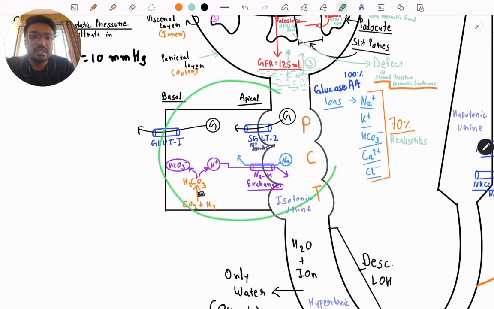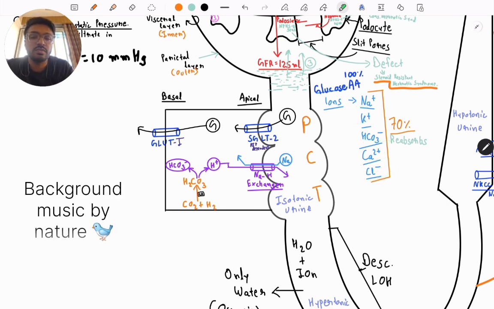In our PCT, where the urine is isotonic, 100% of glucose and amino acids are going to be reabsorbed back into the blood, while 70% of ions like sodium, potassium, bicarbonate, calcium and chloride are going to be reabsorbed, and the rest will be sent down.